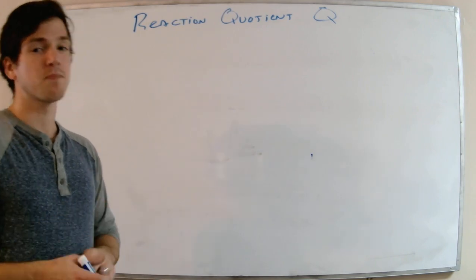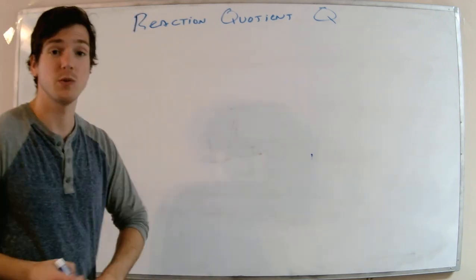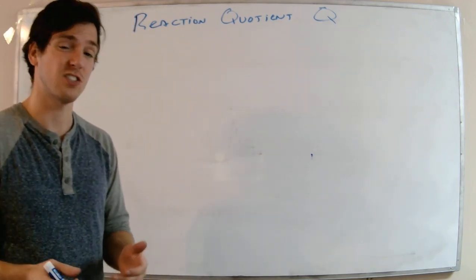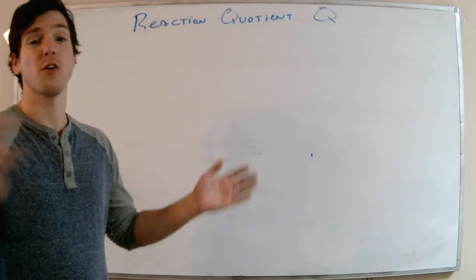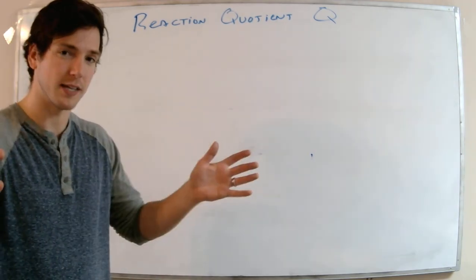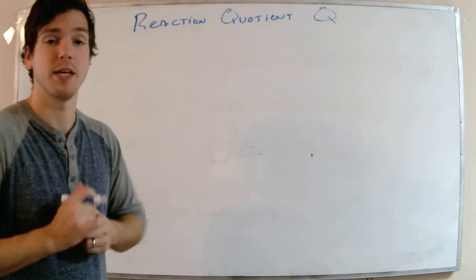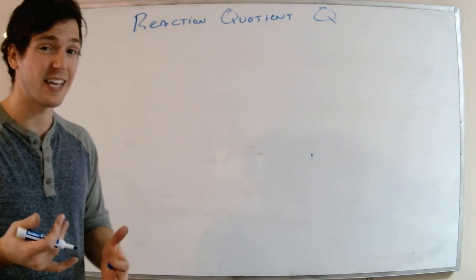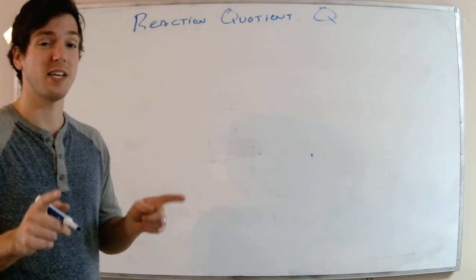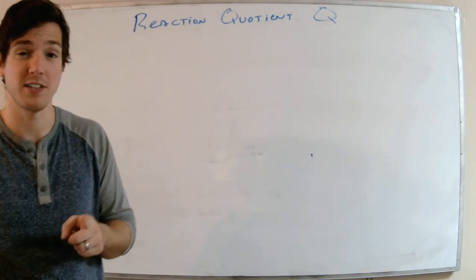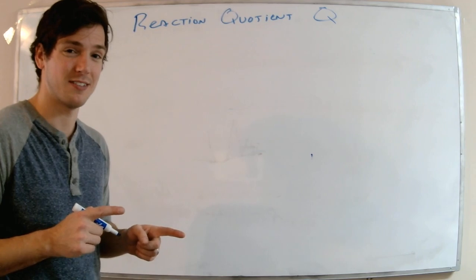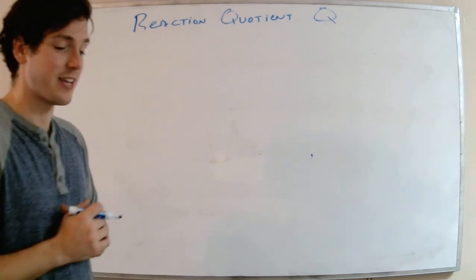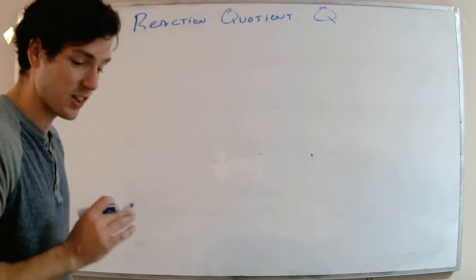But here, what I can do with reaction quotient Q is say I give you the concentrations of all the reactants and products right at the beginning or at a certain time in the reaction. Well, if you know what K is, you'll be able to tell me if that reaction will shift right or left. So let's go through this and let's talk about this just a little bit more.